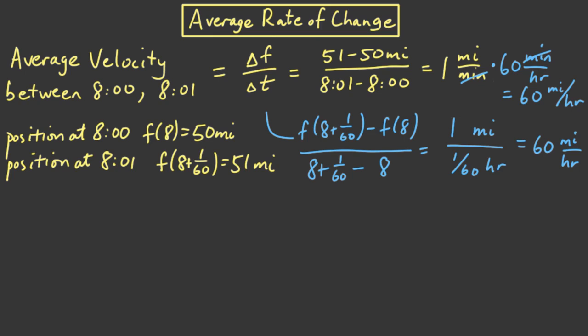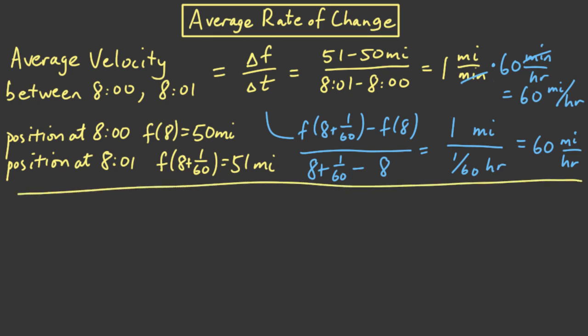So this gave us our average velocity over this 1 minute, or our average rate of change of position with respect to time. Now, it's important to note that in this course, when we say average rate of change, it doesn't have to be with respect to time. It can be any sort of thing.